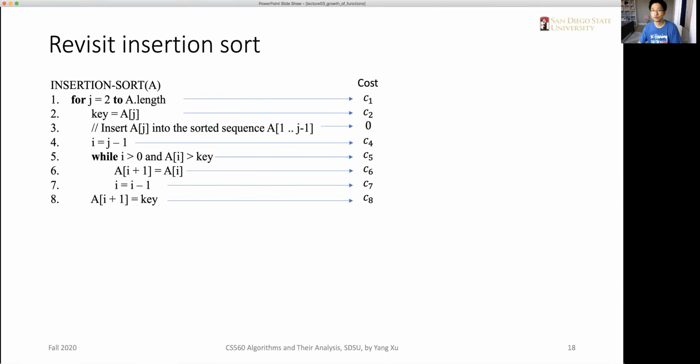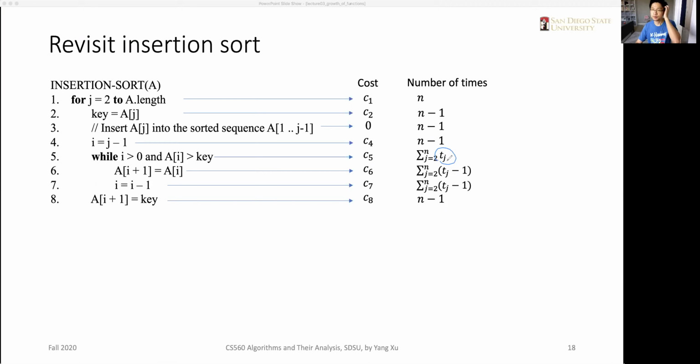And then we need to count how many times each line has been executed. So if the input is of size n, then the first line has been executed n times, the second line has been executed n minus 1 times, and so on. Particularly for the t_j's here, it is t_j because we don't know how many times the while loop has been executed in the j-th iteration of the outer for loop. So that's why we have these unknown variables here.